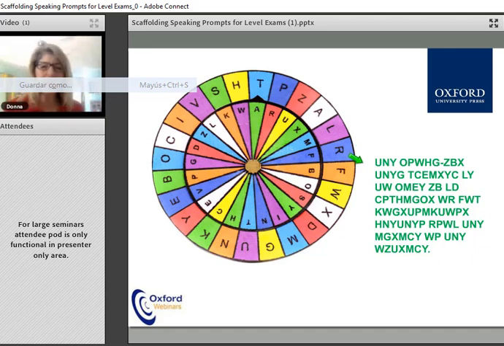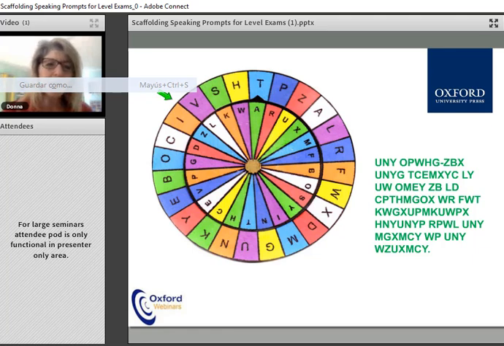Now this is much easier than it looks. There's a link. One of my students actually created a platform where I can now, and you can too, cipher sentences right online and use this wheel so the students uncipher it.